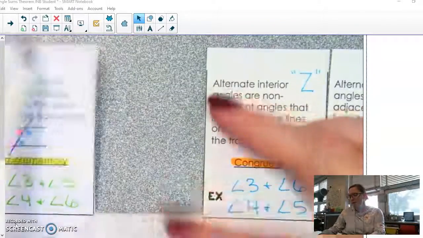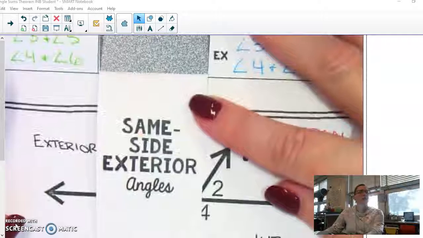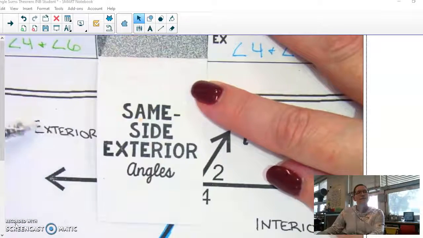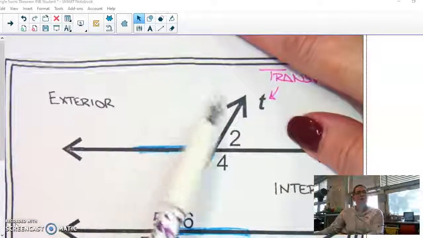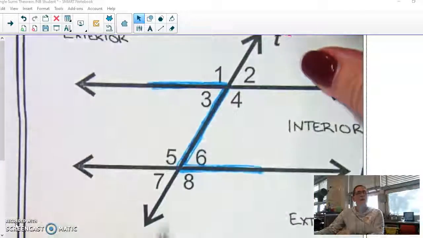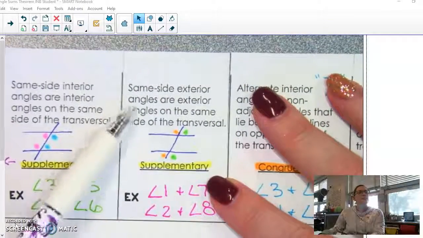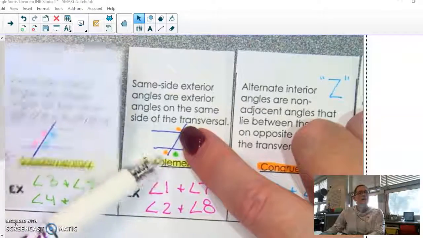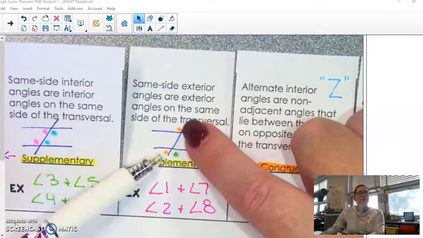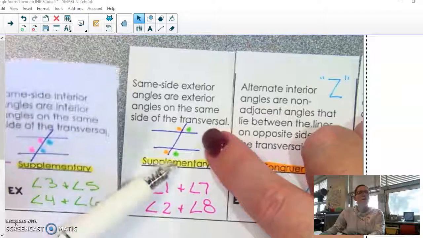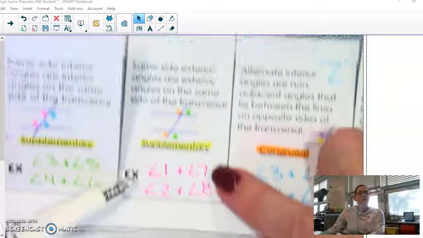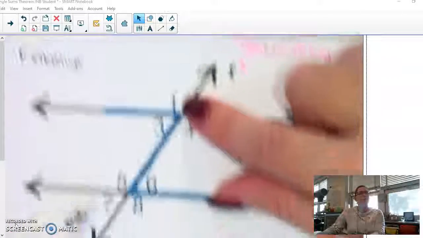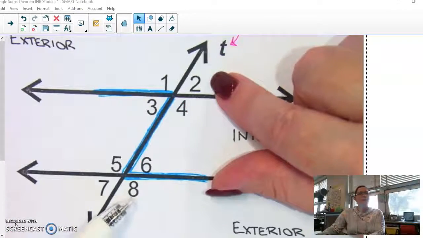All right, the other one, same side exterior angles. So they're on the same side, but now they're exterior. So your exterior are the ones on the top and the bottom of the parallel lines. So here's what they kind of look like in the smaller diagram. Same side of the transversal, but the exterior, not the interior part. So there would be the examples, angle 1 and 7 and 2 and 8. So down here, 1 and 7 and 2 and 8.